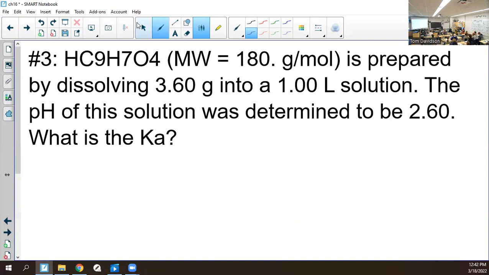What do we have to do here that's different? You have to do the stoichiometry. Aspirin?